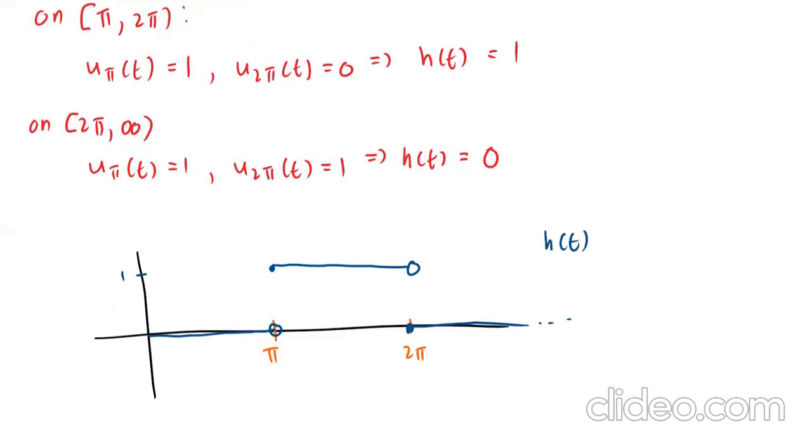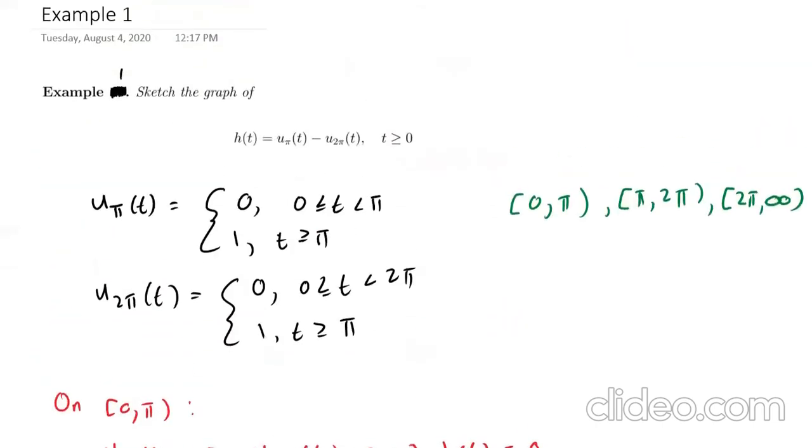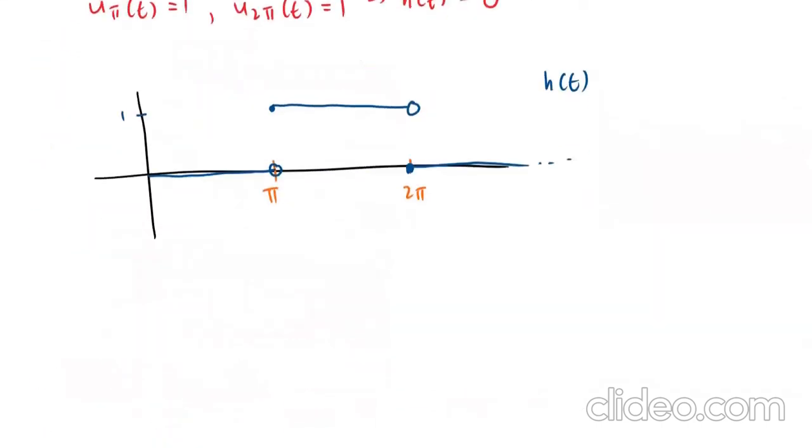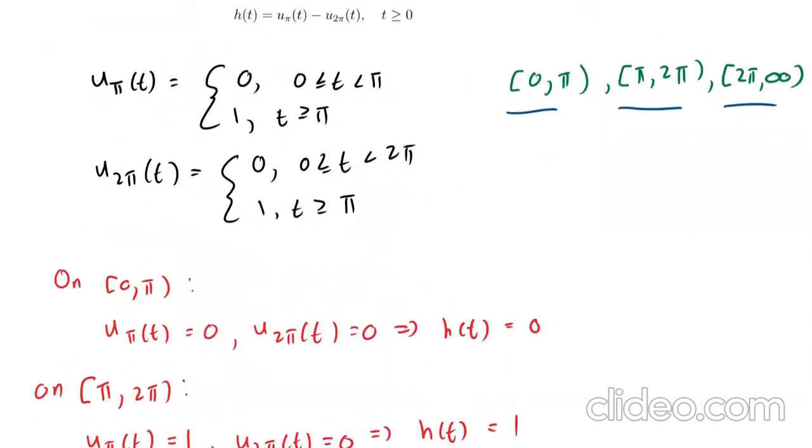That's usually how you want to graph a step function or a combination of them. Look at the intervals defined by each separate step function, and then partition your interval into subintervals determined by those inputs. So in this case, we know that something happens at pi, so I want to go from 0 to pi. Something happens again at 2 pi, so I want to go from pi to 2 pi, and then from 2 pi to infinity. So that's the idea.